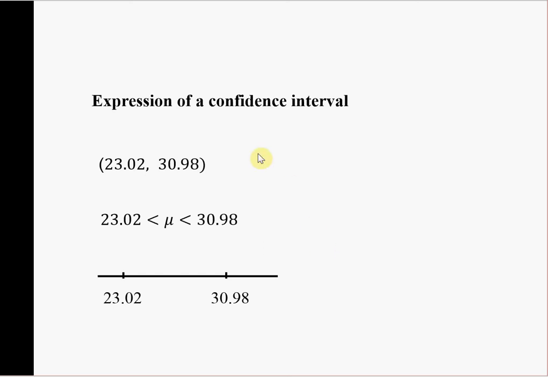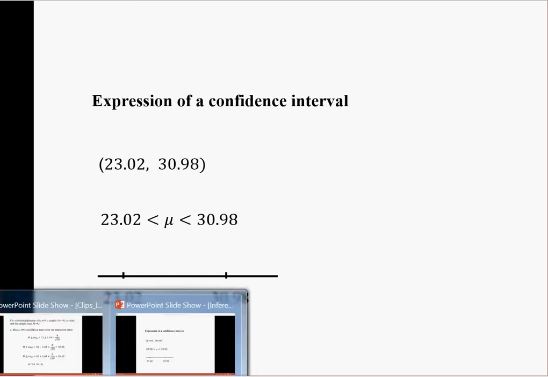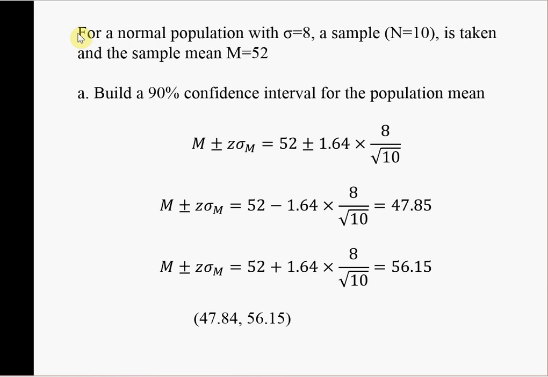Now let's go see a couple of examples. Here's an example. From a normal population with a population standard deviation of 8, a sample of size 10 is taken, and the sample mean is 52. A. Build a 90% confidence interval for the population mean.